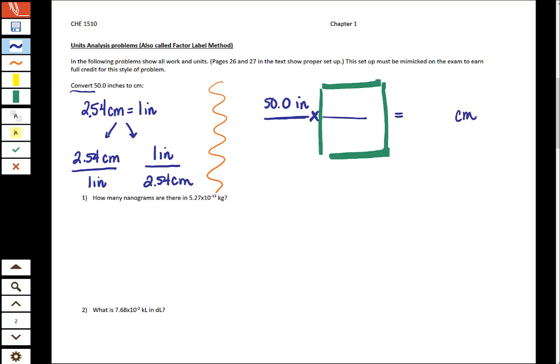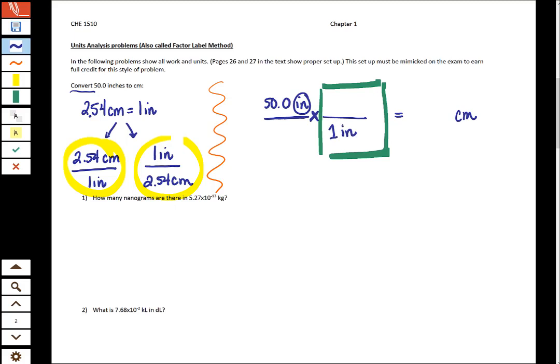So then I have to stop and decide, if I'm converting 50 inches to centimeters, which one of these conversion factors do I put in the green box? And so the goal is to cancel out your units. When we want to cancel out our units, what that means is whatever unit is here on top needs to be the unit that's on the bottom in the following term.